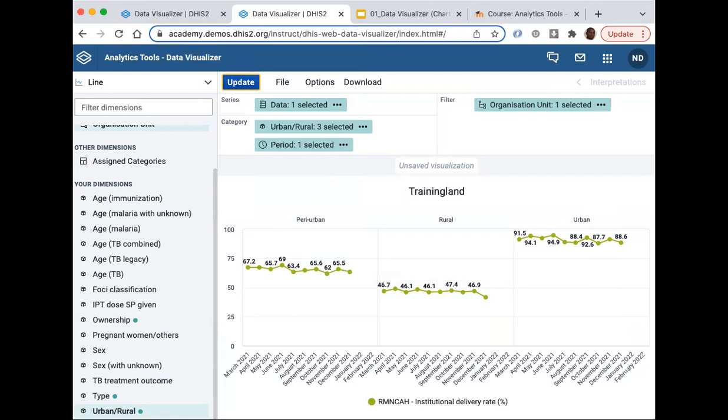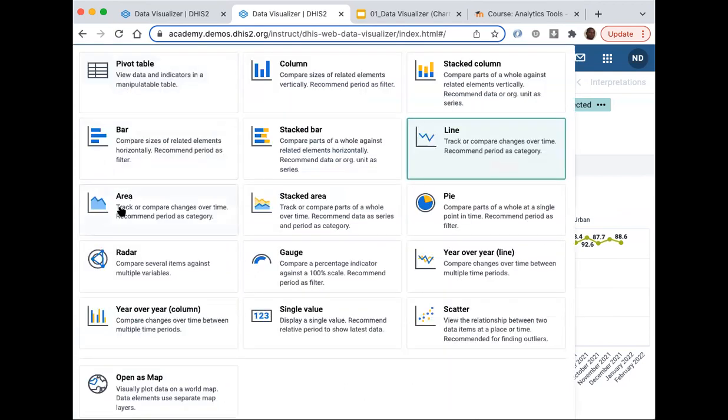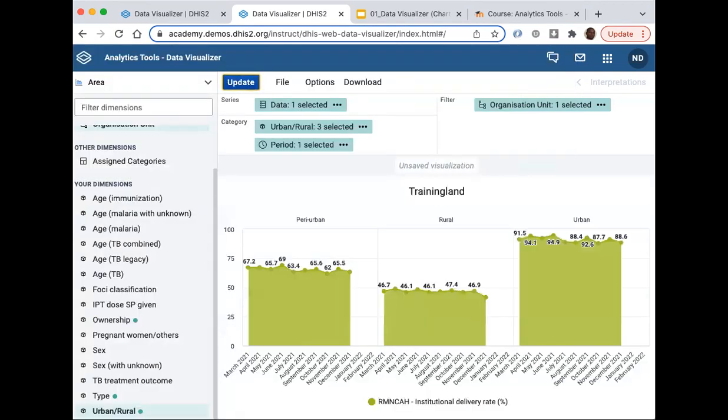Okay, so that was the categorization, being able to categorize the categories. Next, you can also make this one an area chart. If you come here and make it an area chart, you just see it turning into an area chart. So probably you want an area chart within the different categories, you can get it like that.